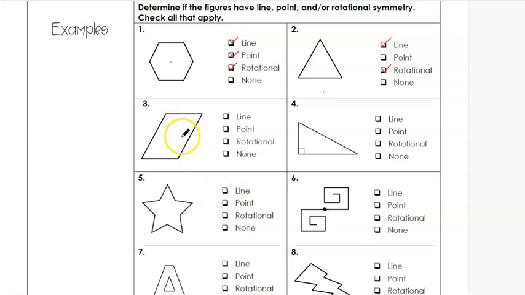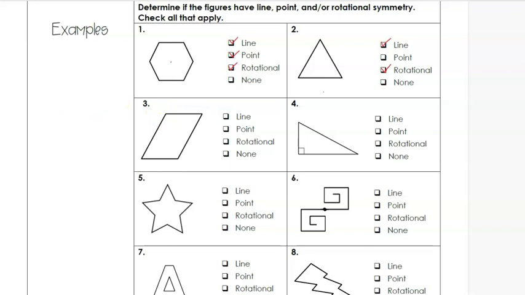For number 3, we try to draw any kind of line to create symmetry, but if I draw a vertical line and fold on it, the two sides don't match. That would also be true if I draw a horizontal line, they're not going to match. So this particular shape does not have line symmetry.